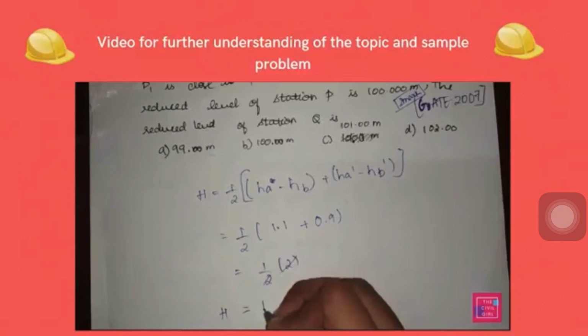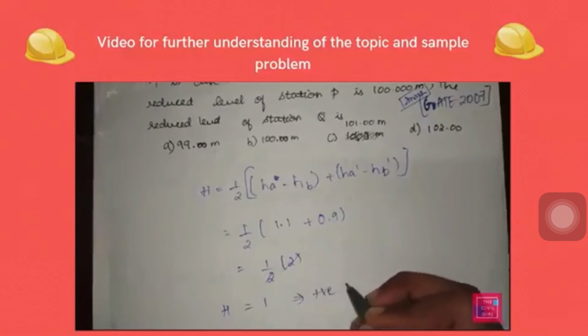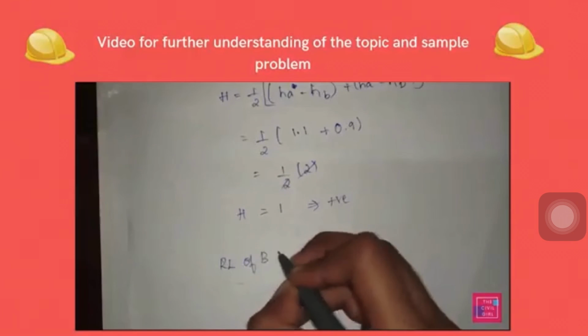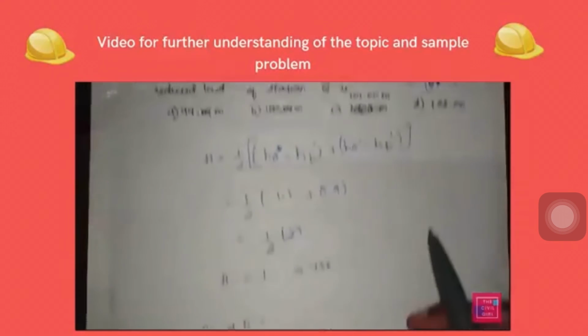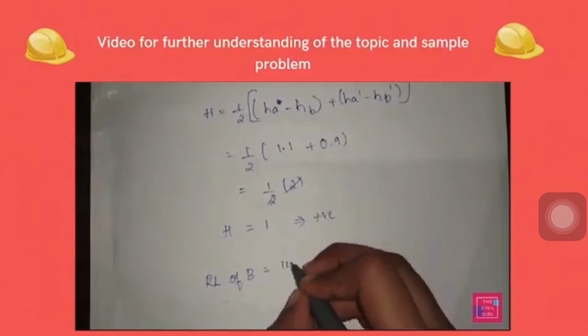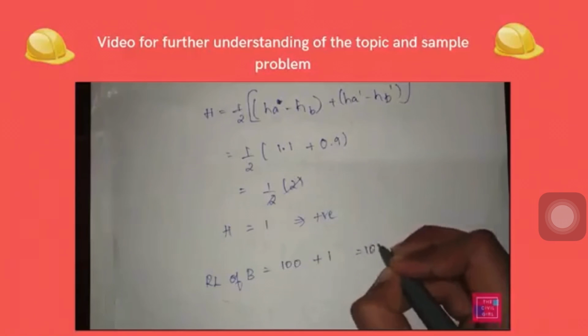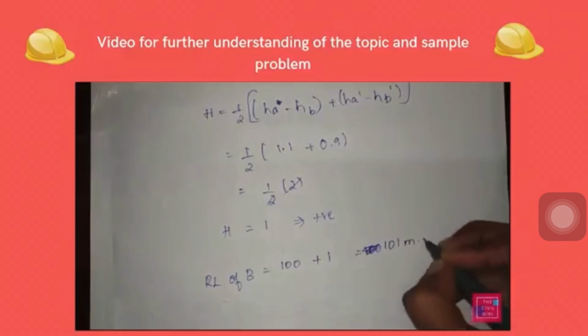So since it is positive, my RL of unknown, that is the RL of B, is going to be... I know the RL of A is 100. So RL of B is going to be 100 plus, since it's positive, plus 1, which is equal to 101. It's equal to 101 meters. This is our answer, option C.